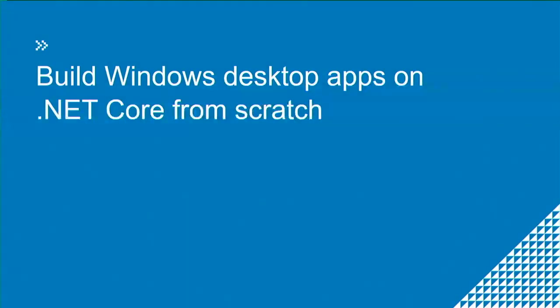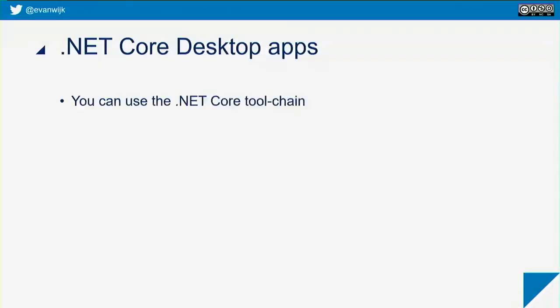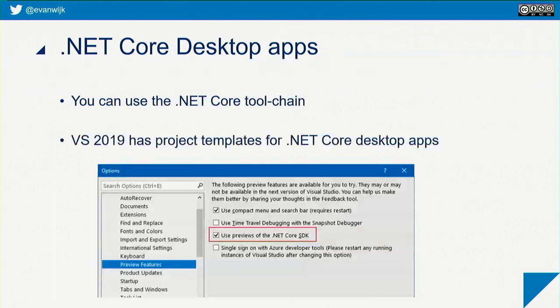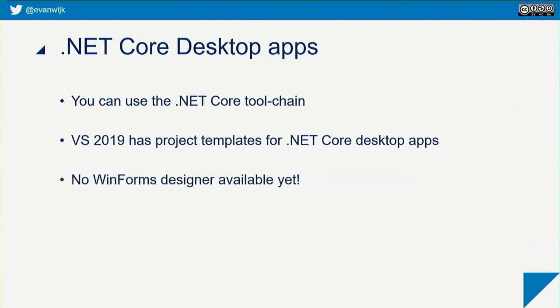So how do you build desktop applications on .NET Core from scratch? Well, you can use the .NET Core toolchain, just as I showed you, John. You can also use Visual Studio 2019. Right now, because .NET Core is still in a preview, you have to set a checkbox in your tooling in the settings of Visual Studio, because else you don't have the .NET Core options. But this will, of course, go away once .NET Core will be fully released and generally available.